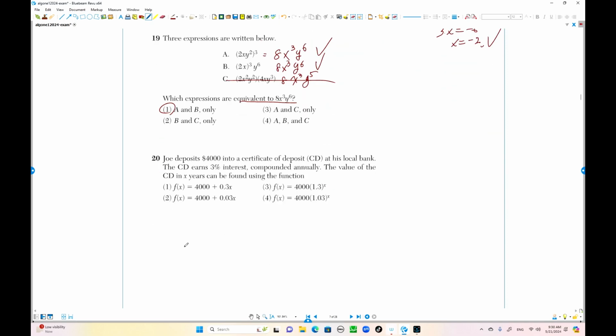So number 20, a $4,000 certificate of deposit, CD, okay? 3% interest compounded annually. What is the value of the CD in x years? Okay. So 4,000. That's the formula, right? 0.03 in decimal, 3%. Okay, compounded annually, we use the t, okay? Because this is the annual interest rate. So what's the answer? This is a 1.03, okay? Choice 4 is the answer.